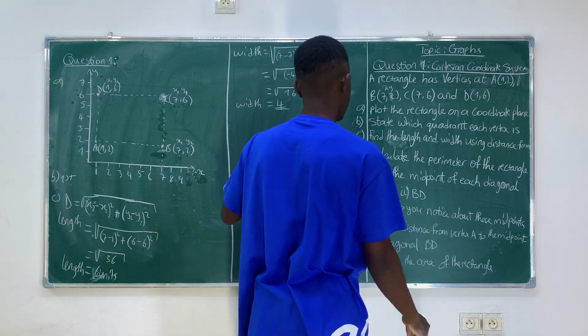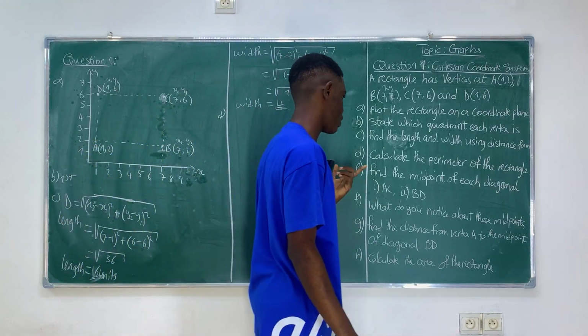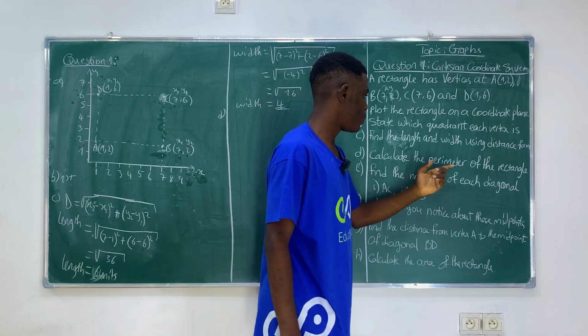So we are on part D now. I took too much space for this zero. Calculate the perimeter of the rectangle.